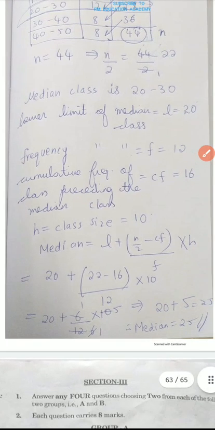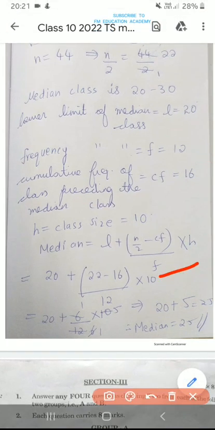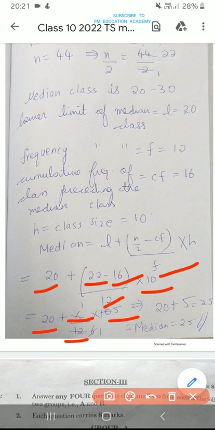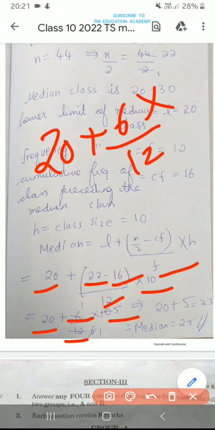Median is equal to L plus (n by 2 minus CF) by F into H. L is 20, n by 2 is 22, CF is 16, F is 12, and H is 10. So 20 plus (22 minus 16 is 6) by 12 into 10. What do we have? 20 plus 6 by 12 into 10.